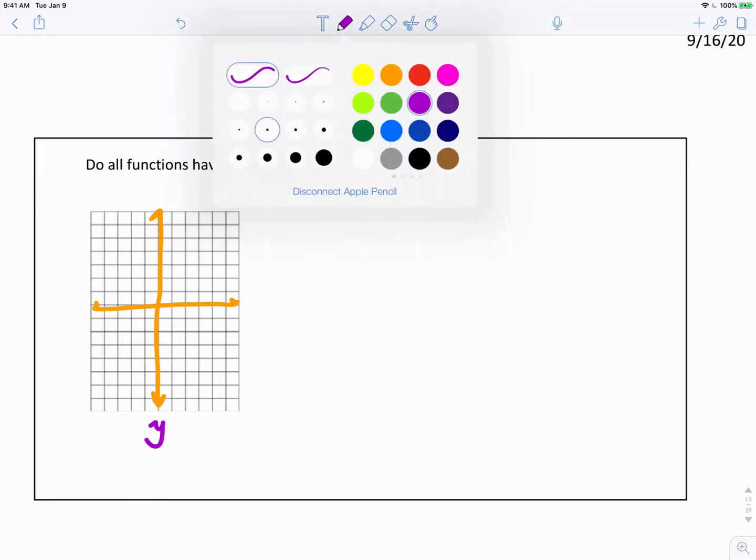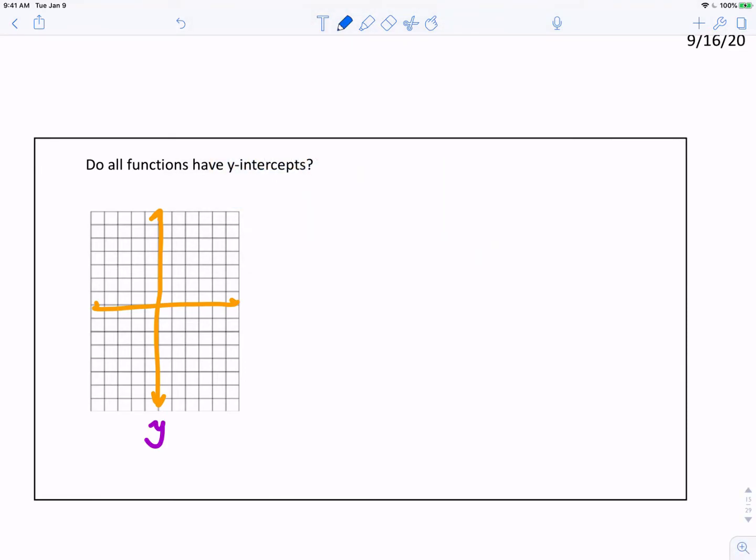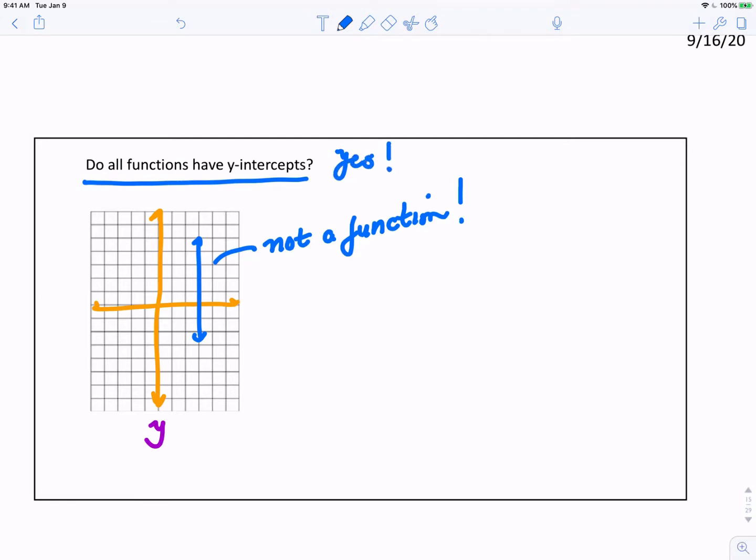And you might say, no, well, there's a kind of line that does not cross the y-axis. For example, a vertical line will never cross the y-axis. But remember, a vertical line is not a function. So since the only lines that don't cross the y-axis are vertical lines, and since those are not functions, that means that the answer to this question, do all functions have y-intercepts, is absolutely yes, because every line that's a function must cross the y-axis somewhere.